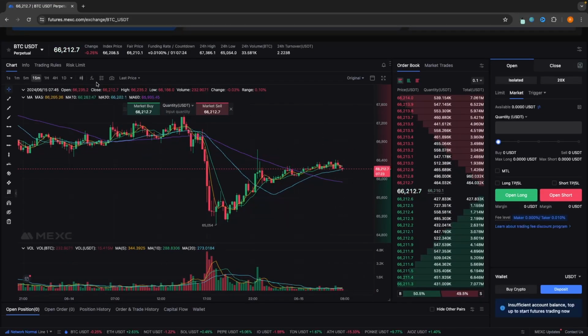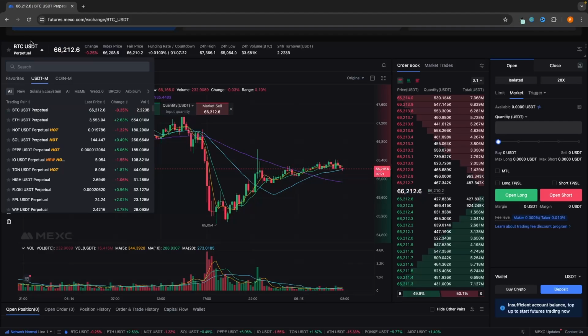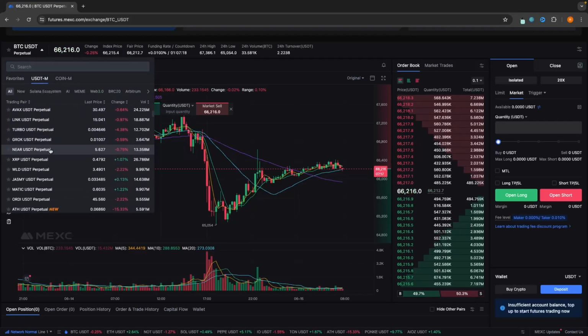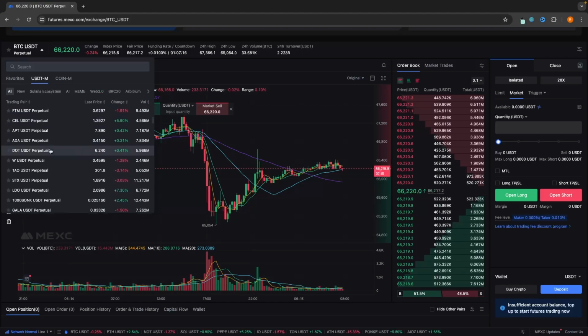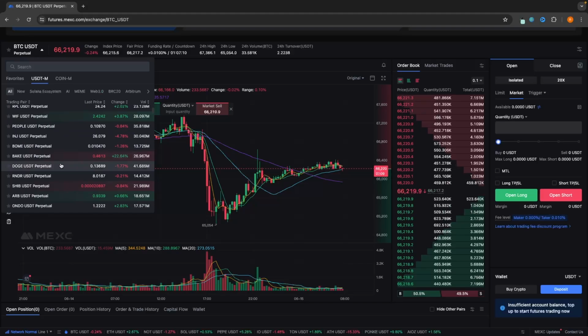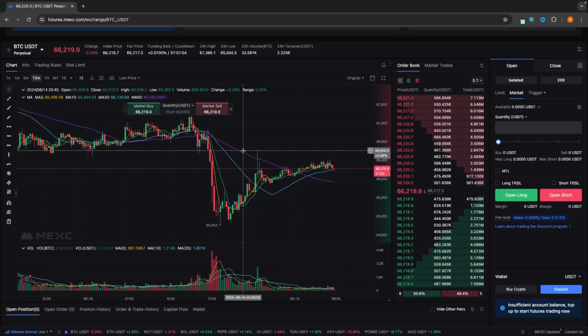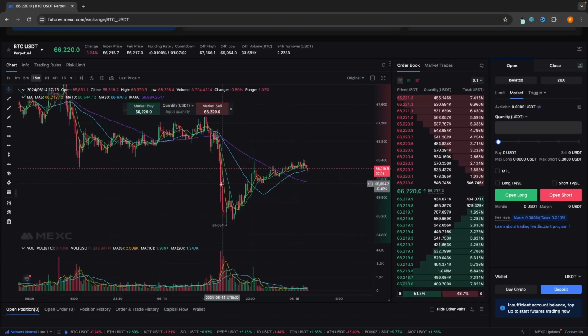And the first thing that we can do is go up to this top corner and choose the coin that we want to trade on. So we have all of these different options to trade between on futures. We have Bitcoin, Ethereum, Solana, all of these coins right here. In this example, let's stick with Bitcoin and we can trade Bitcoin futures. And then we are going to see the chart right here.